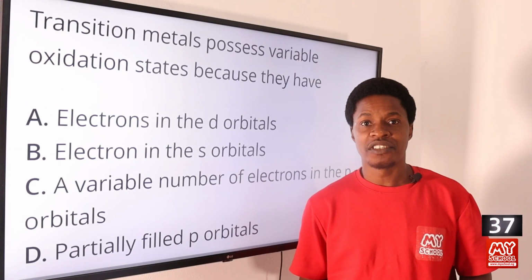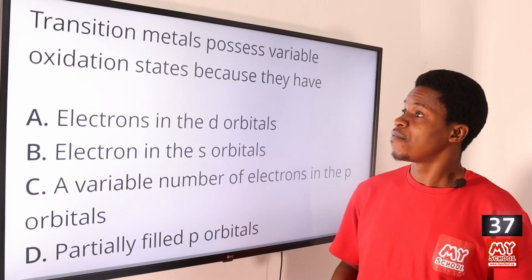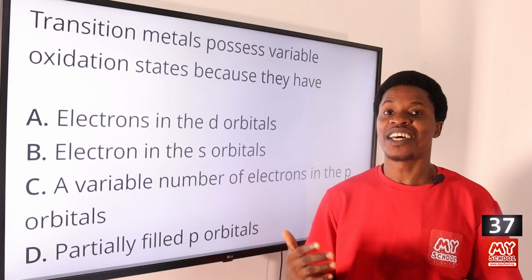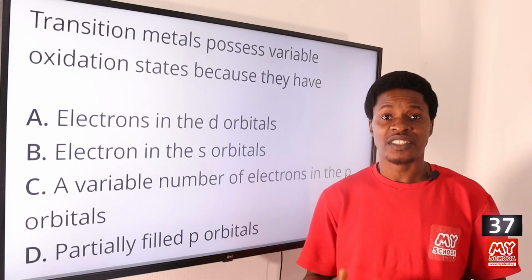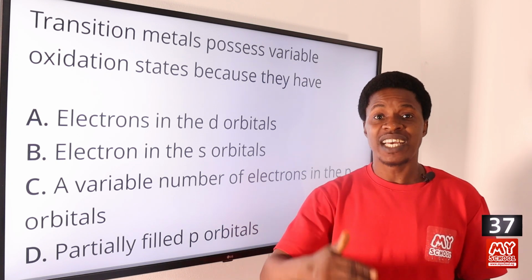Now let's move on to question number 37. Transition metals possess variable oxidation states. Why? Because they have what? We know that transition metals are metals that are formed because they have partially filled d orbitals. Partially filled d orbitals.